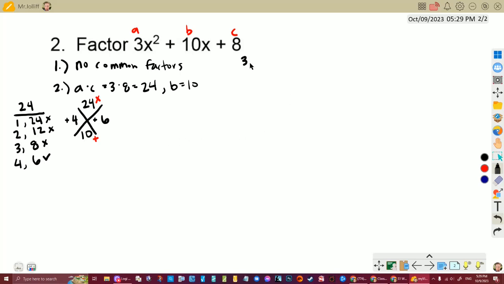Next step, we take those numbers and we rewrite our middle term using those two. So 10 becomes 4 and 6. So 3x squared plus 4x plus 6x plus 8. And you'll notice I'm just putting them in the order I put them in my x because order doesn't matter.